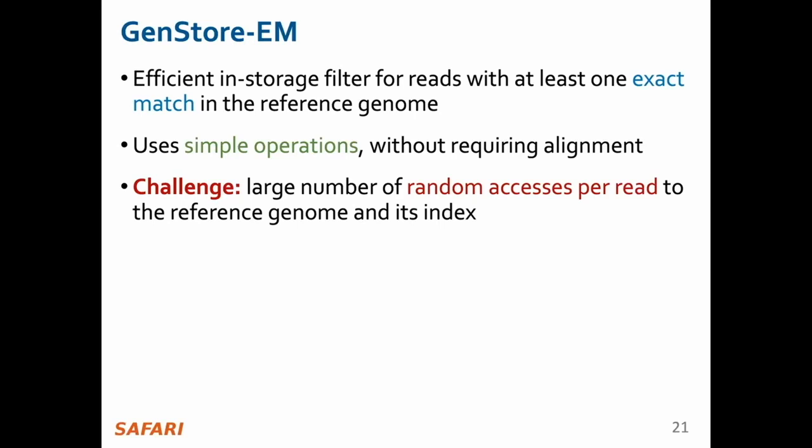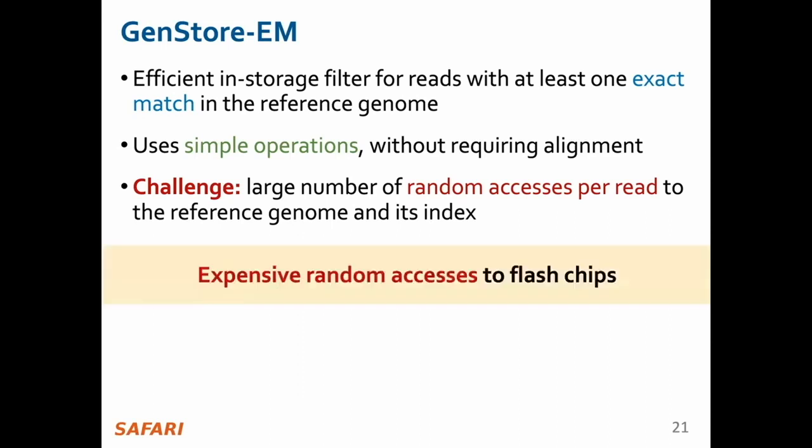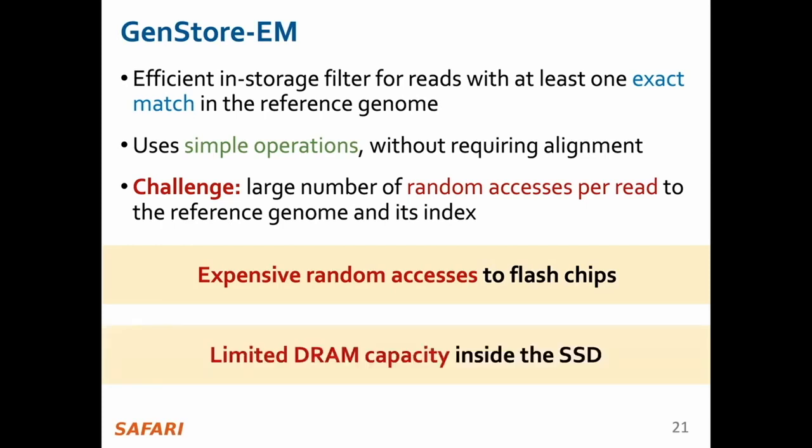And that is challenging in modern NAND flash-based SSDs because of two reasons. First is the poor performance of random accesses in NAND flash chips. And the second one is the limited DRAM capacity inside the SSD, which is relatively small compared to the size of data structures that need to be randomly accessed. So for example, typically for modern SSDs, we have 1 gigabyte of DRAM compared to a terabyte of storage. So the DRAM inside the SSD is very small and we can't really have efficient random accesses to NAND flash chips.